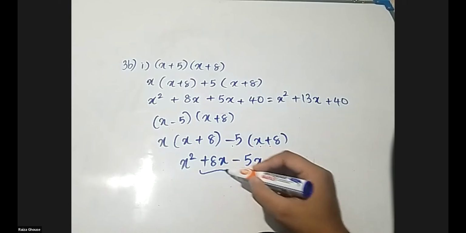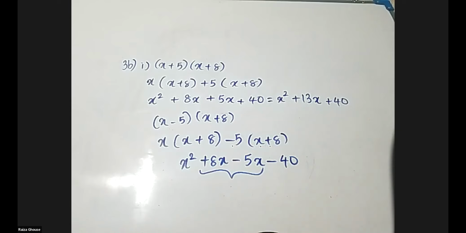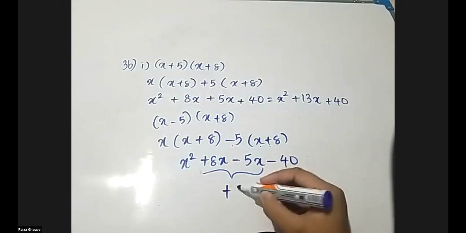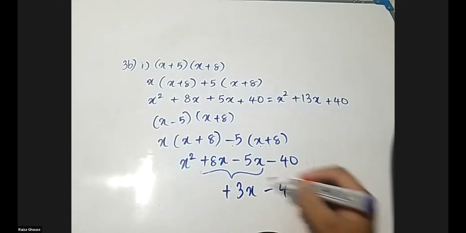Now who can tell me the answer for this one? They are like terms. Who is brave enough to say the answer? Plus 3x. Very good. What's the answer? It's a positive answer. Why is it positive? The money you have is much more than your debt amount. Your earning is higher than your loan. So it's a positive answer. 8 minus 5 is 3x. So the answer is this.